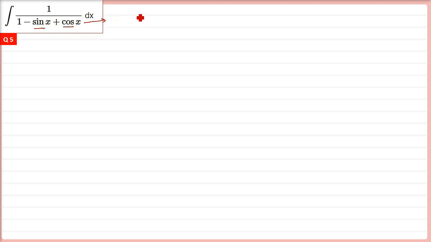Since we have already introduced the formulas, I am writing the formula directly. Sin x will be 2 tan x by 2 divided by 1 plus tan square x by 2. What will be cos x? Cos x will be 1 minus tan square x by 2 divided by 1 plus tan square x by 2.